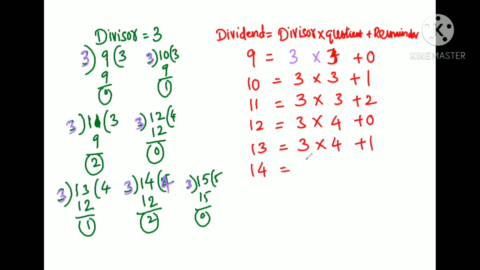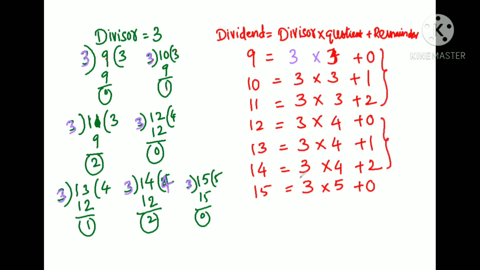14: 3 4s are 12 plus 2. 15: 3 5s are 15 plus 0. If we observe all these examples, if a number is divisible by 3, it leaves remainder 0, 1, 2, 0, 1, 2 like this. So there exists numbers, if 9 and 3 are there, there exist numbers 3 and 0 satisfying that A is equal to BQ plus R.